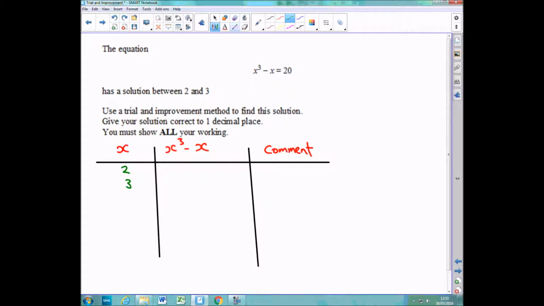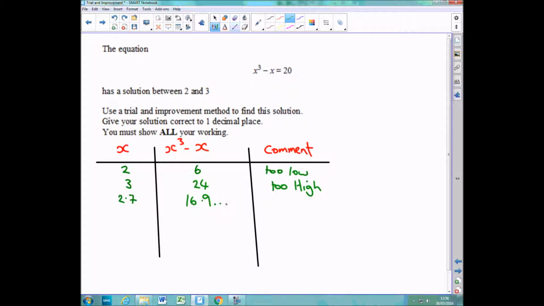So hopefully you started with 2 and 3. So putting 2 into our calculator, we got an answer of 6, which is too low. And putting x as 3, you would have got 24, which is too high. Okay, so analysing my two answers, I can see that my solution is closest to 3. So I'm going to pick a value that is closer to 3 than it is to 2. So I'm going to start with 2.7.